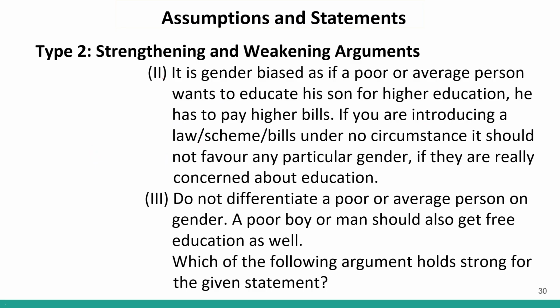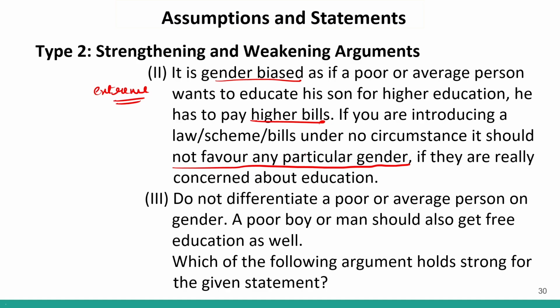The second one says it is gender biased, as if a poor or average person wants to educate his son for higher education, he has to pay higher bills. If you are introducing a law, scheme, or bill, under no circumstances should it favor any particular gender if they are really concerned about education. See, this statement is a little extreme, because firstly, if free education is being provided to girls, it does not mean higher bills for boys. Okay.